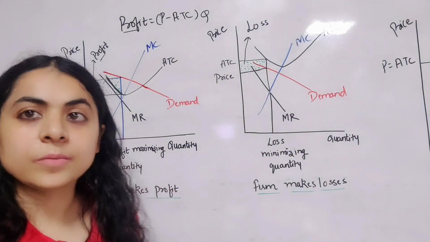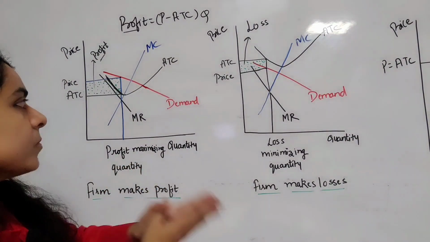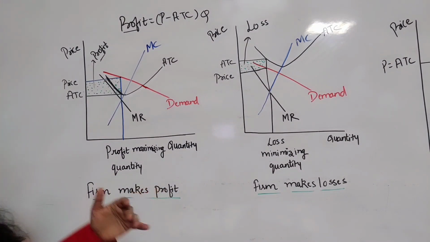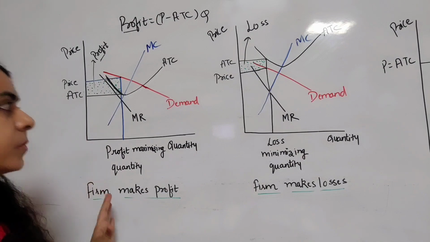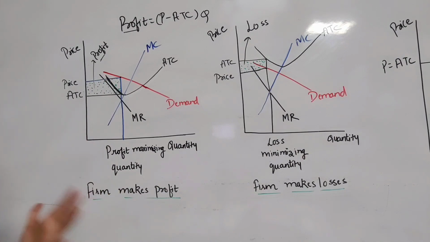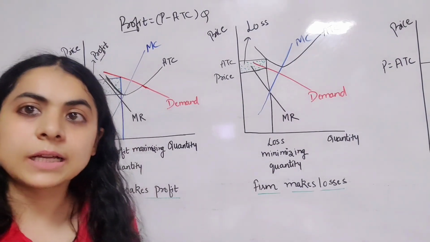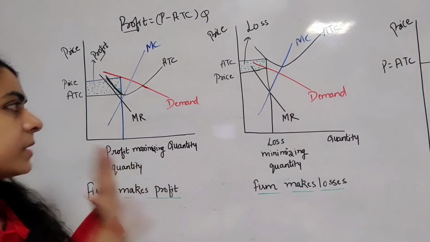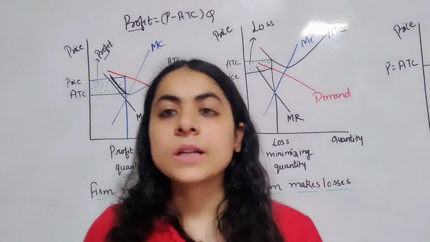In the long run, because of free entry and exit, when there are excess profits, new firms will enter the market, and this will lead to a fall in the demand for the existing firms, which will wipe out the excess profits, because there will be new entrants in the market, and there will be a fall in the demand for the product of the existing firms, and this will lead to a fall in the profits.